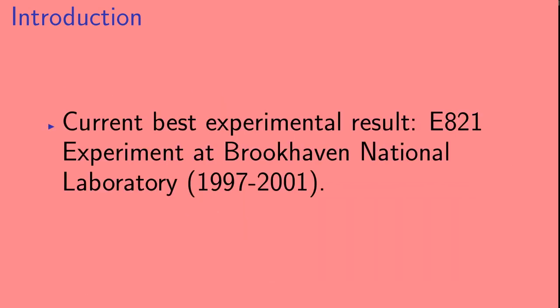The current best experimental result for g-2 of the Muon is from the E821 experiment at Brookhaven National Lab, which ran from 1997 to 2001. So let's take a quick look at the difference between the experimentally measured value and the value predicted by the standard model.